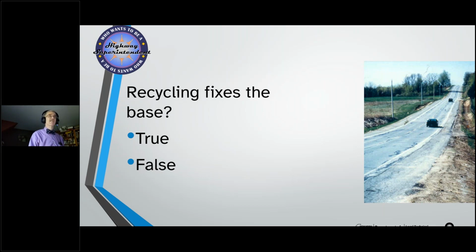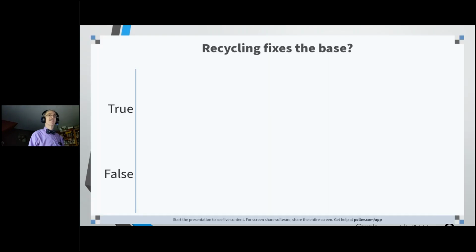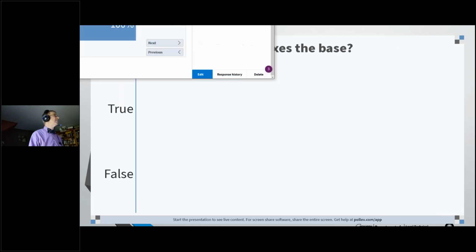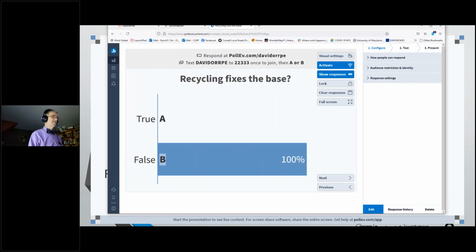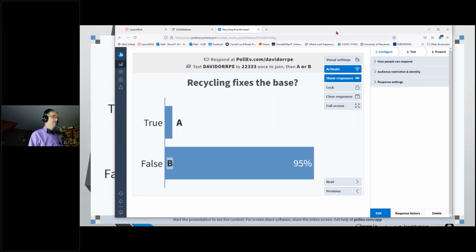So recycling fixes the base. Let's just ask that question, true or false, and let's see if my thing is working. And it does not look like it is. So let's just go back over here to poll everywhere, and we'll just activate it the old-fashioned way. You're getting some answers in the question box too. Yep, and I see that in the question box. So I just answered it there, and I'll drag it over here. Okay, recycling fixes the base.